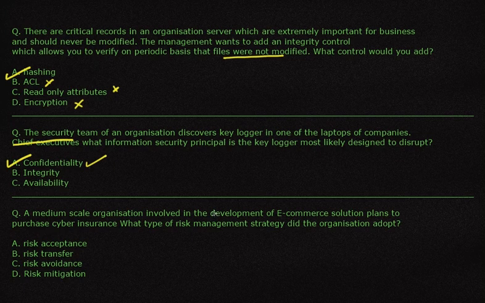Next, a medium scale organization involved in e-commerce solutions plans to purchase cyber insurance. What type of risk management strategy did the organization adopt? It is written here cyber insurance. Focus on the keywords. As soon as insurance is there, in insurance you transfer risk from one party to another. So the answer is risk transfer. In risk transfer, you transfer the risk from party A to party B. Here party B is the insurance company where the risk is transferred. Next, we will move to the next question.